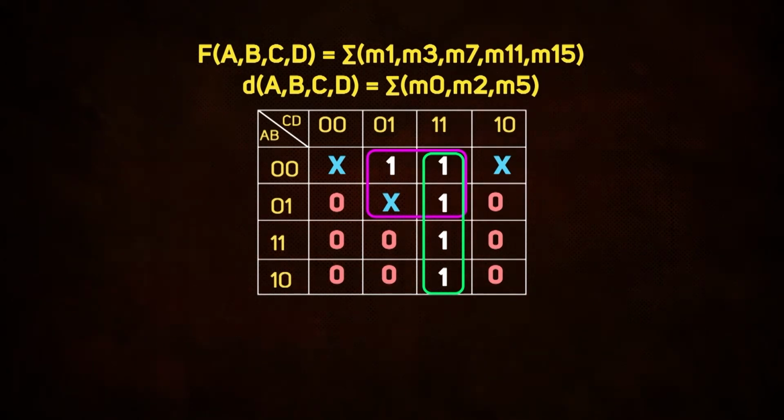Next, write the Boolean expression for each group, and finally OR them to obtain the minimized expression.